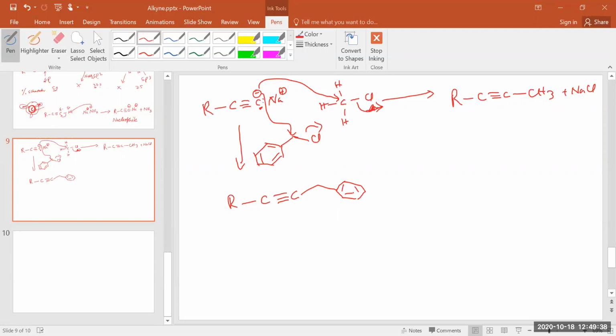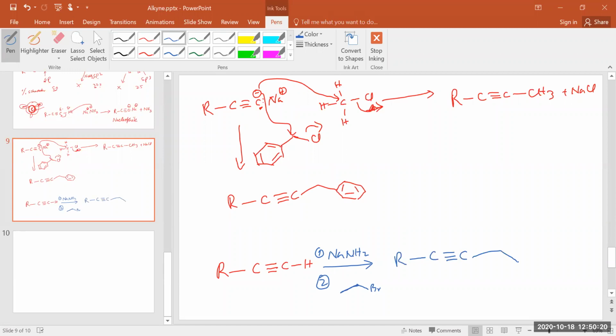Okay, so this is very, very important. It means if you have an alkyne like this, first you can react it with a strong base, sodium amide, and then if you take an electrophile, let's say ethyl bromide or ethyl chloride, ethyl iodide, anything, after the formation you can get this product. So this reaction, remember.